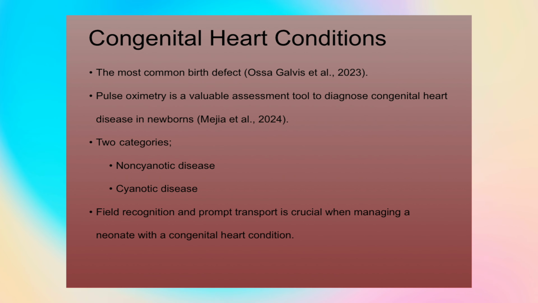Total anomalous pulmonary venous return. This is where the 4 pulmonary veins do not return to the left atrium and instead attach to the right atrium. This would result in pulmonary over-circulation and presents with severe right heart strain.